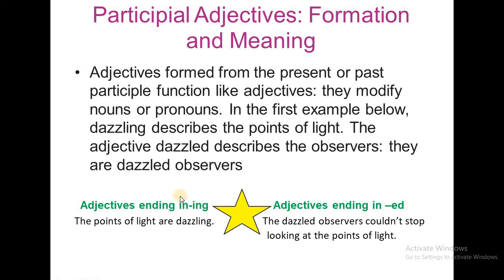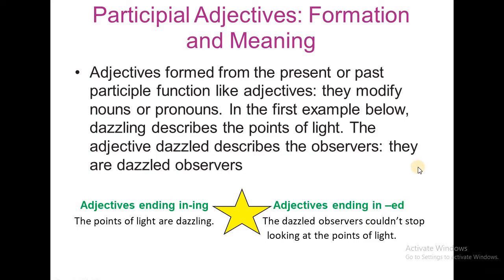Now here we have to know that ing, we use it to describe something that has no feelings. But ed, when we add it to the adjective, we use it to describe the feelings of someone. Okay? So here we are describing the lights, which have no feelings. And here we are describing the observers. Dazzled observers. So the observers have feelings. So we use ed for the adjective.